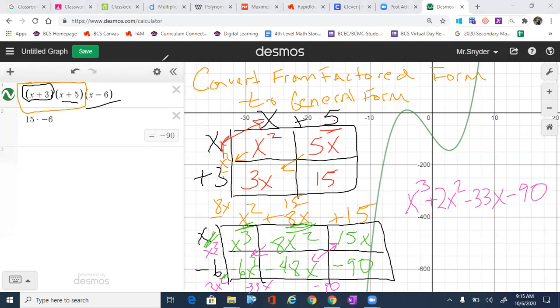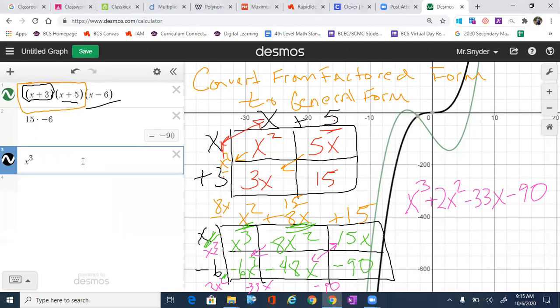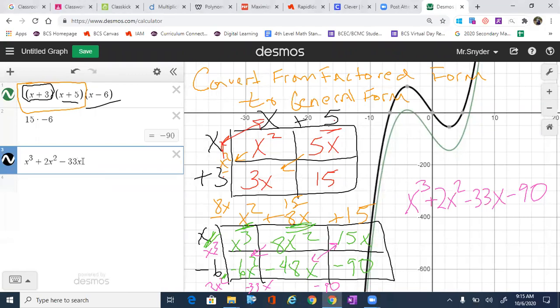What I want to do at this point is the last piece. I want to check it. So I'm going to come over to the next cell, x cubed plus 2x squared minus 33x minus 90. Boom, check it out. It overlaps that original graph. That tells me that we converted factored form to general form correctly. And we use the area model to do that.